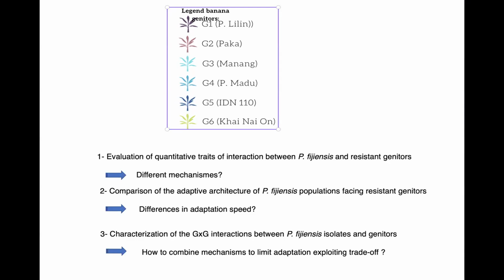First, we are evaluating the quantitative traits of interaction between Figensis and these genitors to see if there are different mechanisms. Then we will compare the adaptive architecture of Figensis populations facing these resistant genitors to see if there are differences in adaptation speed. And finally, we are characterizing the genotype-to-genotype interactions between Figensis and the genitor to have an idea how to combine mechanisms to limit adaptation and exploit a trade-off between traits.